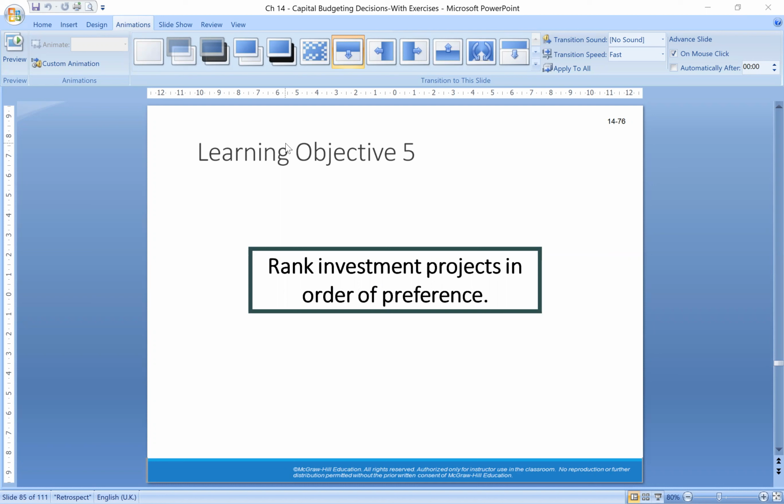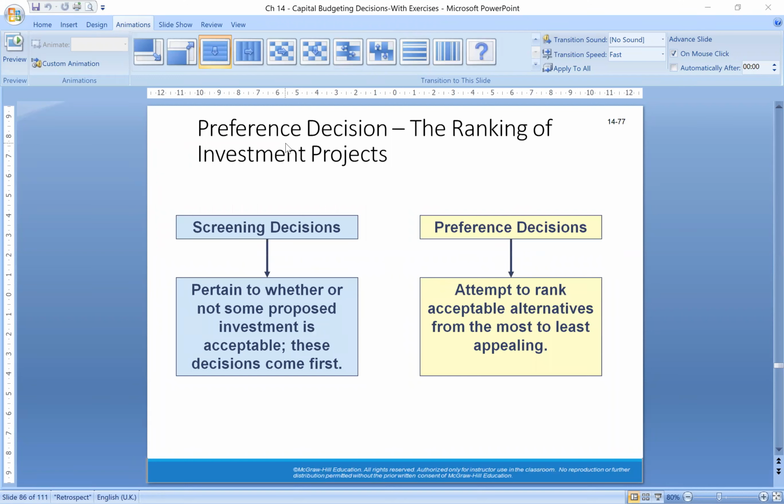Ranking investment projects in order of preference. Ranking means giving me the order of your projects. Suppose that we have 4 projects, and I have enough money to invest in more than one project. Then give me the ranks for the projects. Attempt to rank acceptable alternatives from the most to the least appealing.